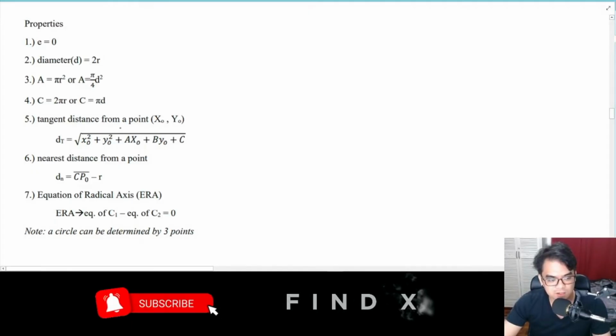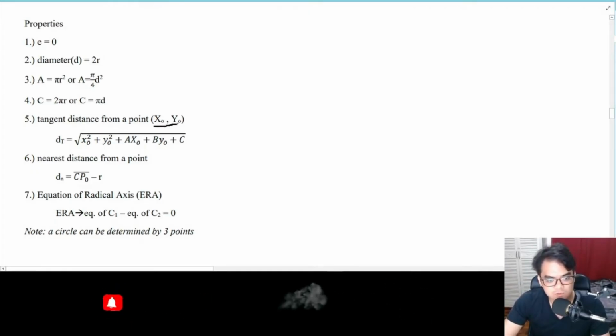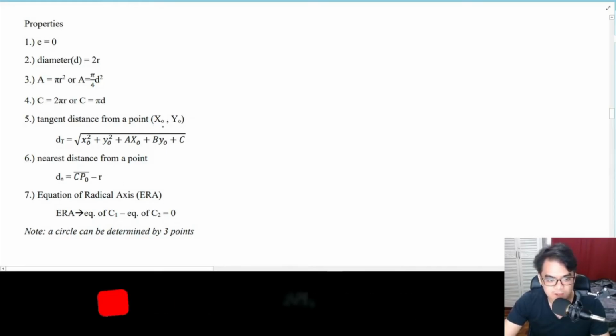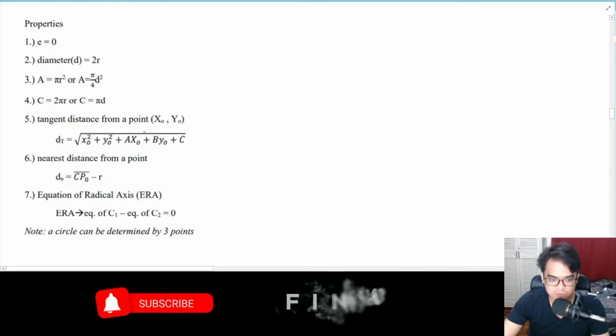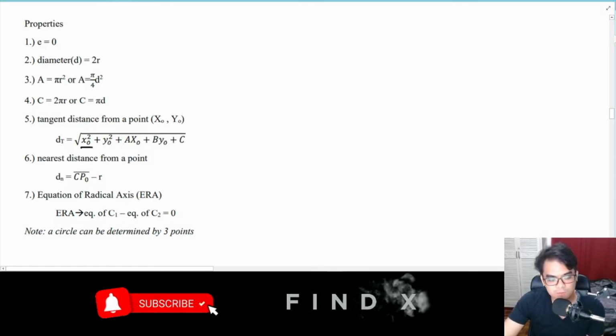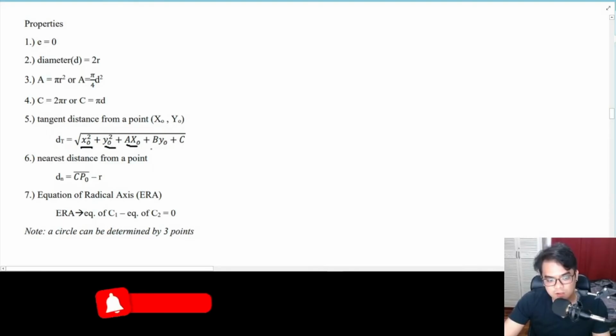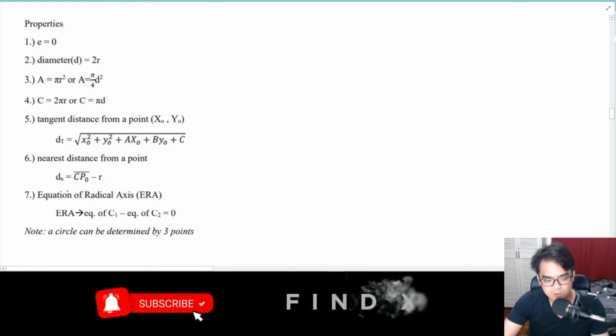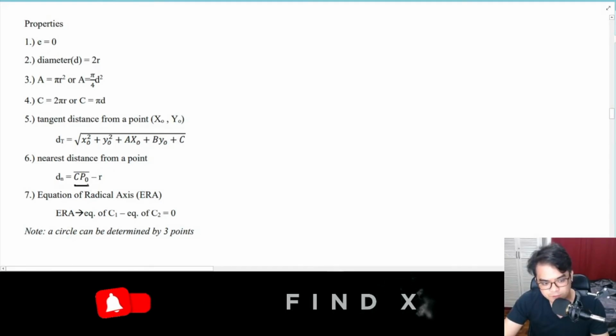And if you're asked to find the tangent distance from a point to the circle, let's say the given point is x0 and y0, all you have to do is replace all x and y's by x0 and y0 and get the square root respectively. So that will become x0 squared plus y0 squared plus a x0 plus b y0 plus c. That's it. The nearest distance from a point is the distance from the center to the given point minus the radius.